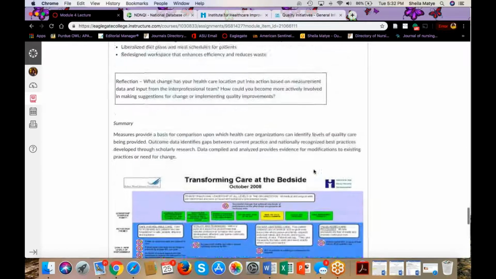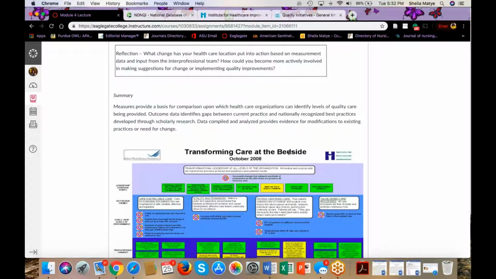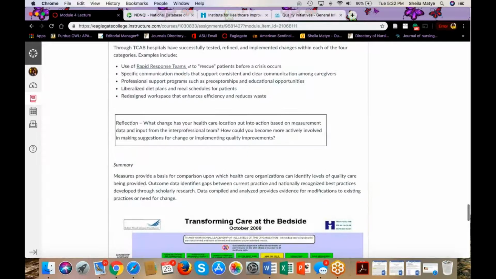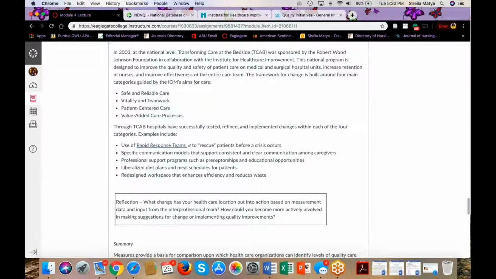There's another one that I really like, and this is Transforming Care at the Bedside from the IHI. That one is a really good one. Robert Wood Johnson Foundation, Transforming Care at the Bedside framework. That would be a really good one to do as well. So just from the lecture, you have found a wealth of information. If you want to do one of your own, of where you're currently working, please feel free to, as long as you can capture all the information needed.